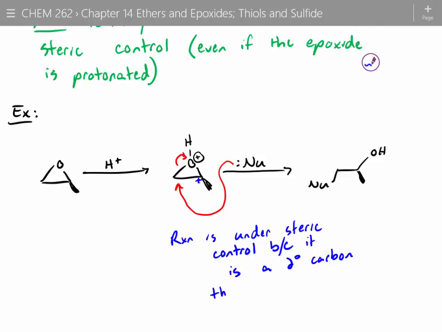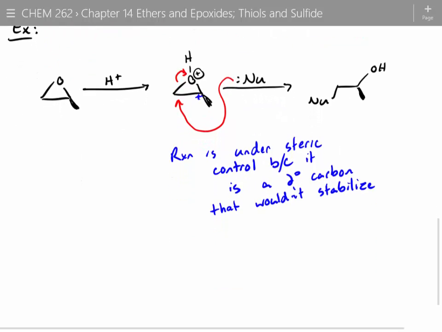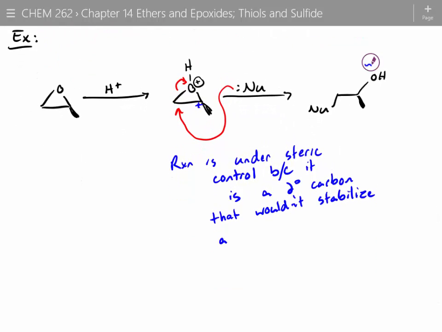So I'll put a little asterisk over there that wouldn't stabilize a partial positive that much. Let me move this up a bit. Oftentimes there are competing interests at play, and occasionally you will see secondary carbons where they do get attacked, but usually there's some other electronic factor going on that stabilizes that partial positive charge.